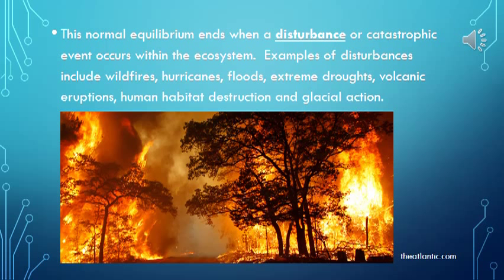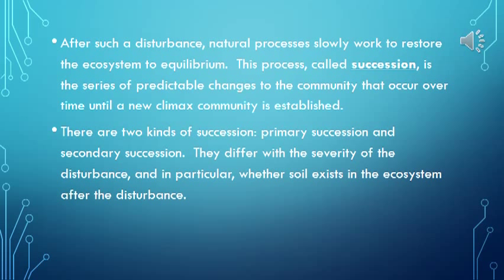The normal equilibrium ends when a disturbance or catastrophic event occurs within the ecosystem. Examples of disturbances include wildfires, hurricanes, floods, extreme droughts, volcanic eruptions, human habitat destruction, and glacial action. After such a disturbance, natural processes slowly work to restore the ecosystem to equilibrium. This process, called succession, is the series of predictable changes to the community that occur over time until a new climax community is established. There are two kinds of succession: primary succession and secondary succession.